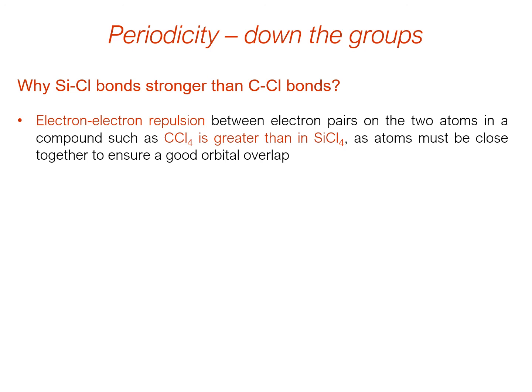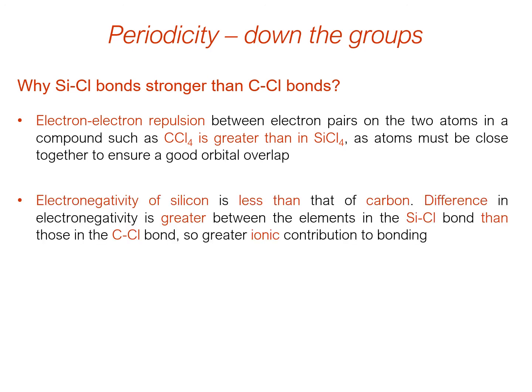So the lone pair on the chlorine is going to be repelling the electrons around carbon. And this is greater in carbon than in silicon because silicon's larger, so the atoms aren't so close together, and this electron-electron repulsion is less. There's also the fact that the electronegativity of silicon is less than that of carbon. So we said as we go down a group, electronegativity decreases.